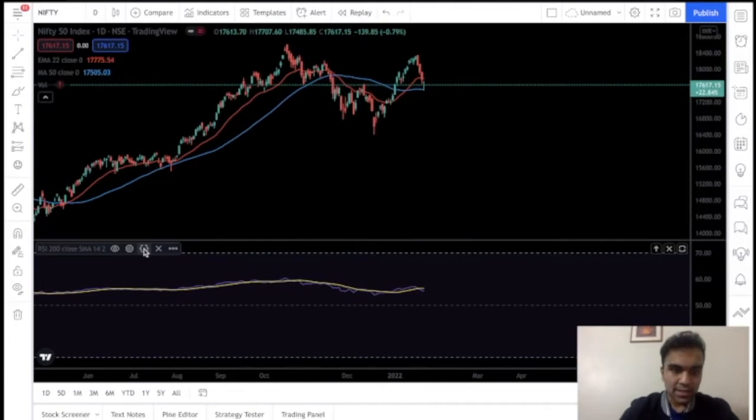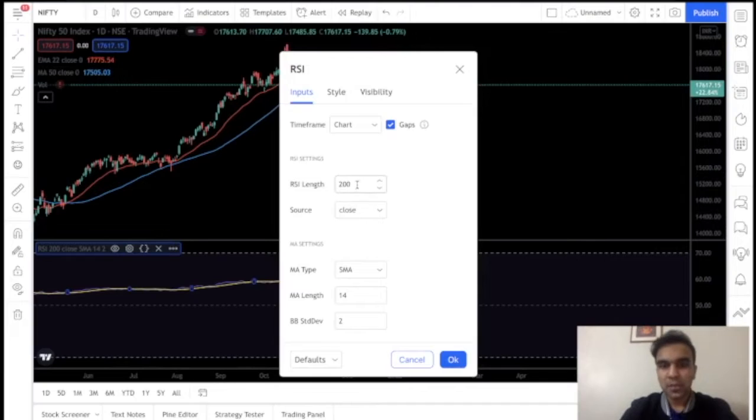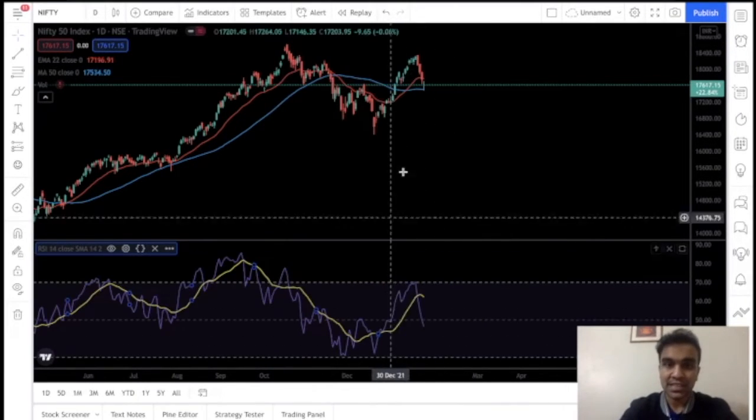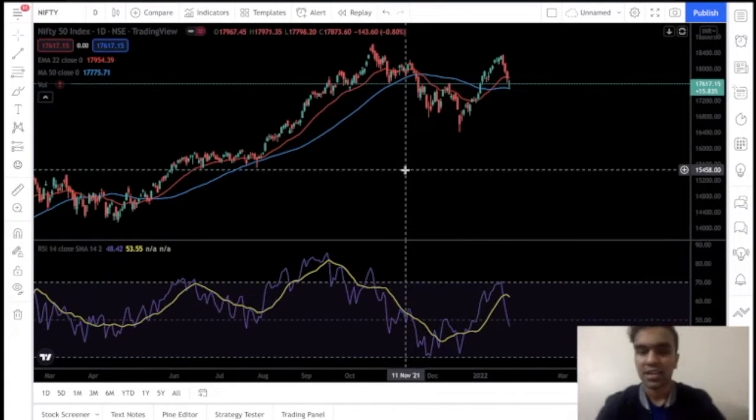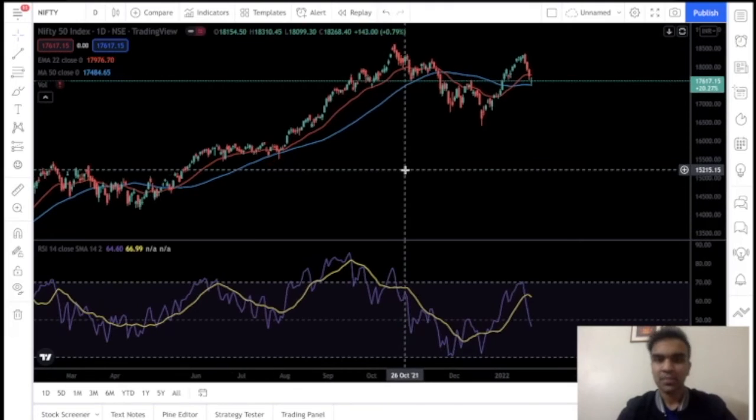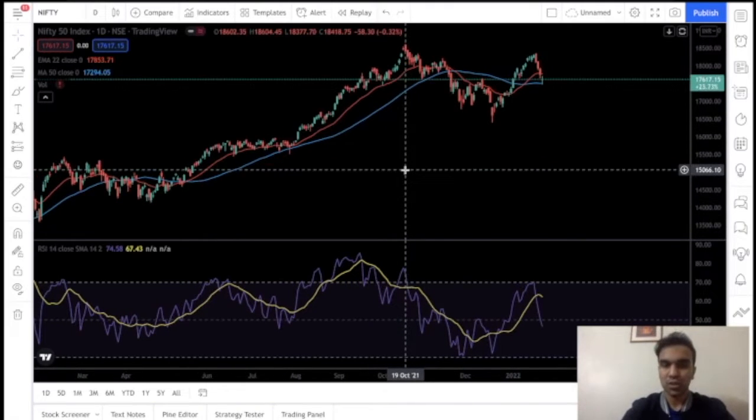Let me take the RSI back to the default setting. Most people prefer using the default setting as well, but again, like we discussed in the previous videos, these specific values for these indicators are going to depend on how you want to trade and your strategy. Now let's look at this, okay? Let's look at it from a very zoomed out, long period time frame.